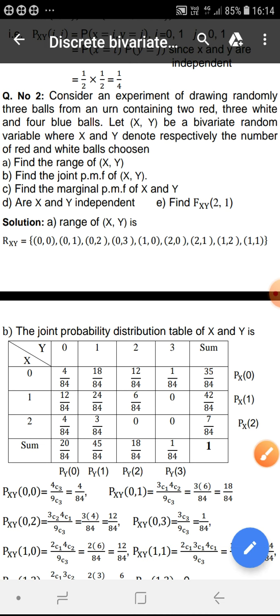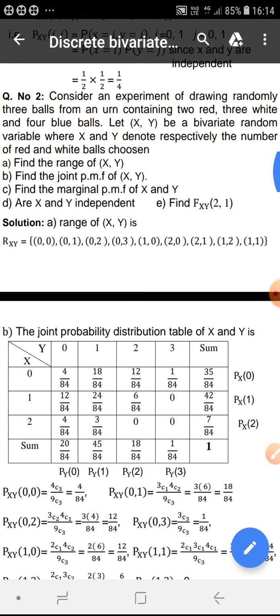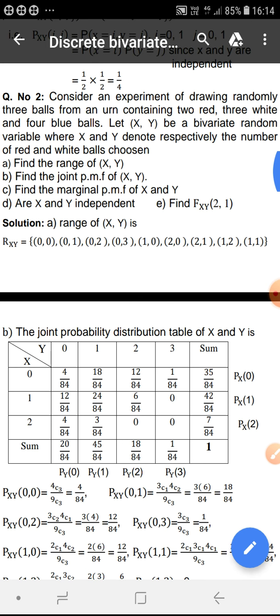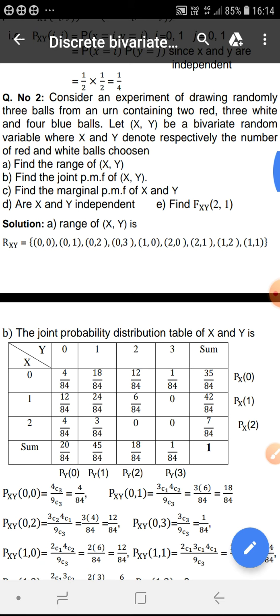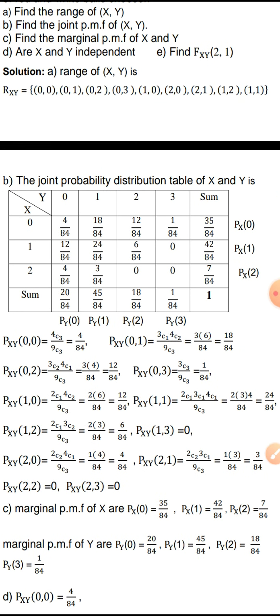Then the second part: find the joint probability mass function of x, y. Now we can show this joint probability mass function, the probabilities pxy of x, y for different x and y values, in the form of a table. So the possible x values are 0 and 1.